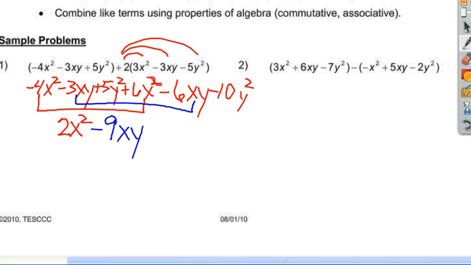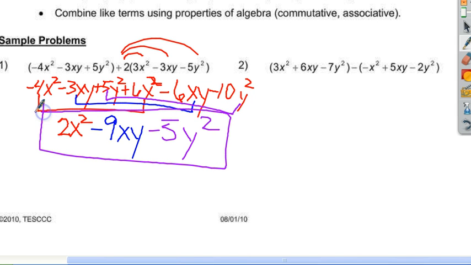And the last one, I've got a y squared here and a y squared here. So 5y squared minus 10y squared, 5 minus 10 is negative 5y squared. So that would be your final answer: 2x squared minus 9xy minus 5y squared.